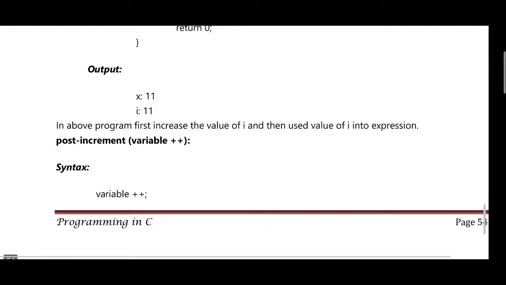Here i has a value of 10, and it is assigned to x. So first the value of x is 11 and then the value of i is also 11, because the increment operator adds 1. The x value is also 11 and the i value is also 11 here. The above program first increases the value of i and then uses the value of i in the expression.